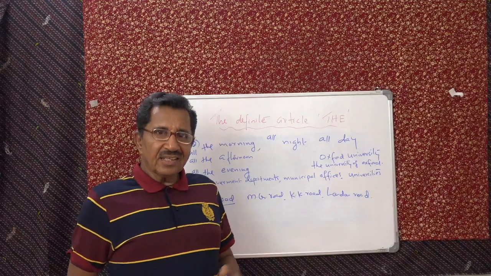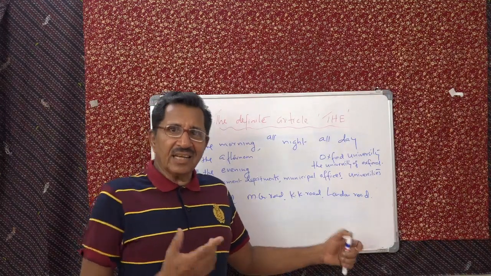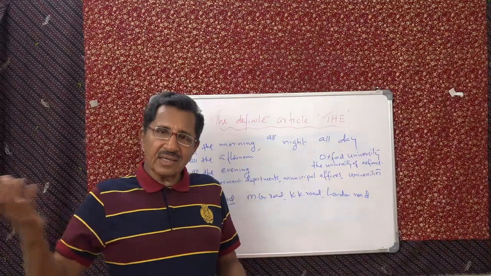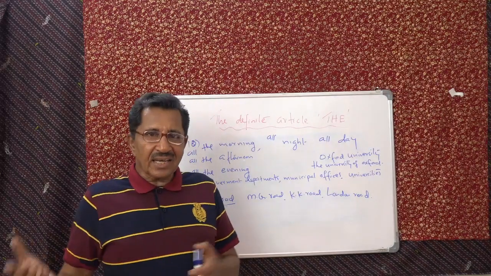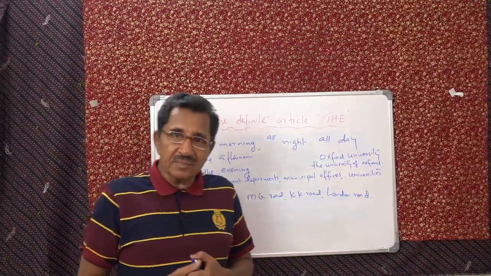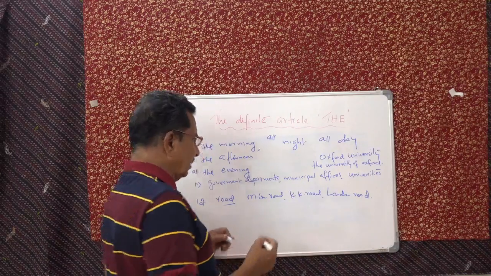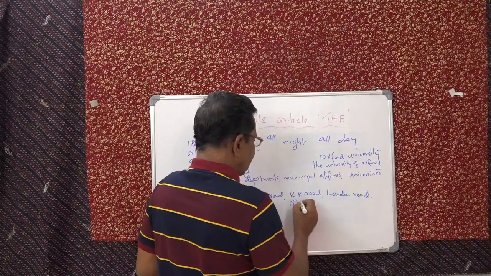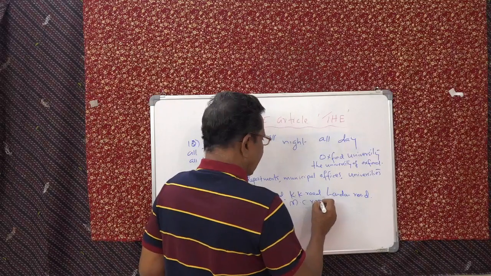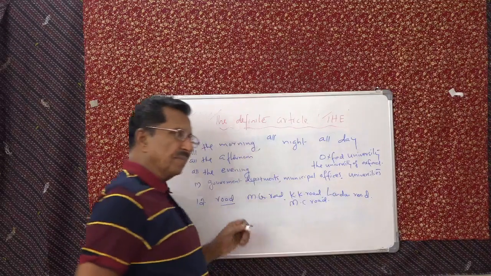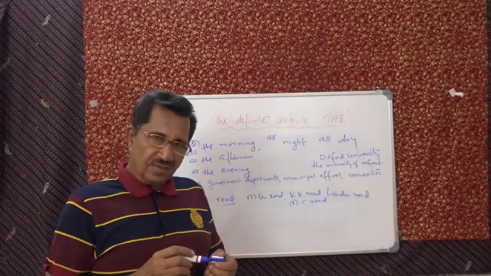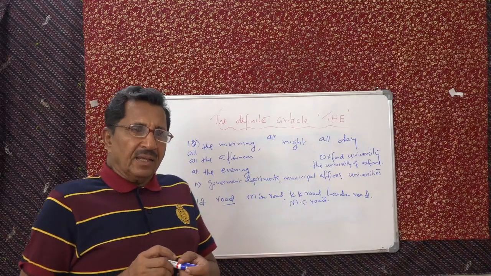So this, that random road. You are taking the random road. Maybe another random road may be there. Or the KK Road. See? The MC Road. Like that. The MC Road. The MG Road. MC Road. So you have to use the. Understand? Yes? Very simple.